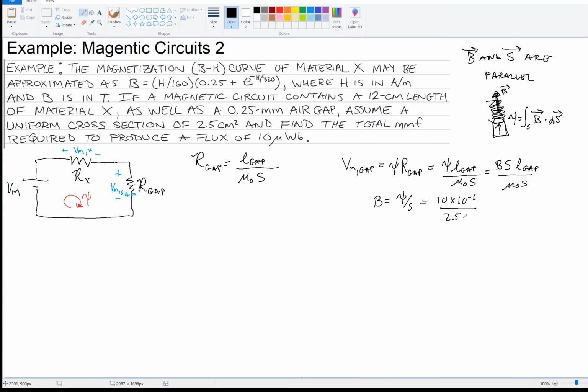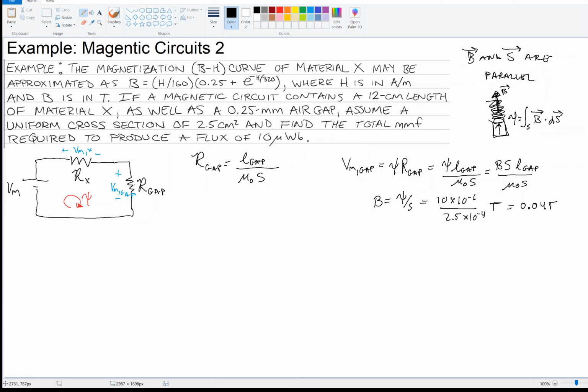So the cross-sectional area is 2.5 times 10 to the minus 4 square centimeters, which is 10 to the minus 4 square meters. This would give us Tesla. So that comes out to be 0.04 Tesla from what I see there.